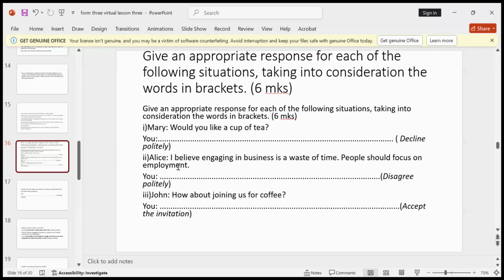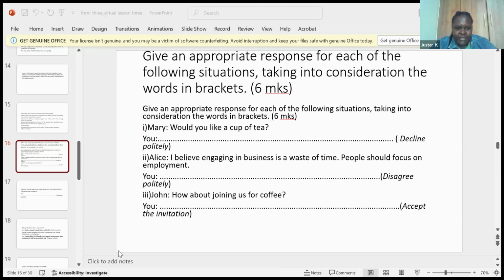Let me read. I believe engaging in business is a waste of time. People should focus on employment. How will you disagree politely? It's just etiquette. How will you disagree politely? Still waiting for your response. Okay, that one has gone. Let's hear from Boniface.